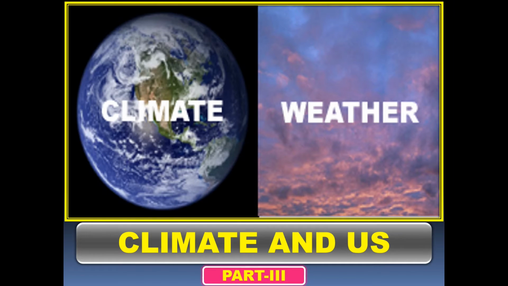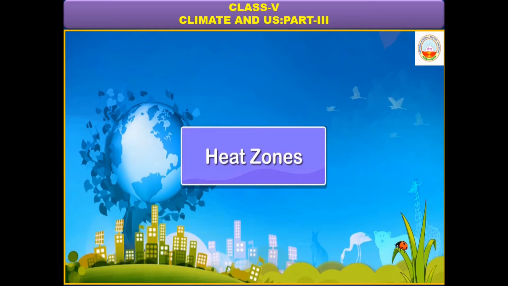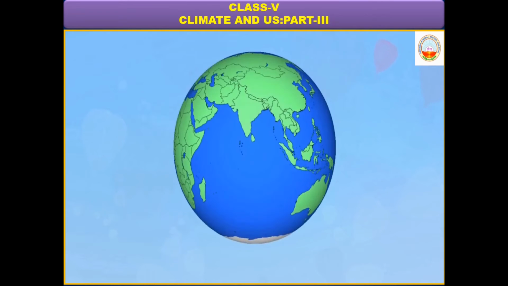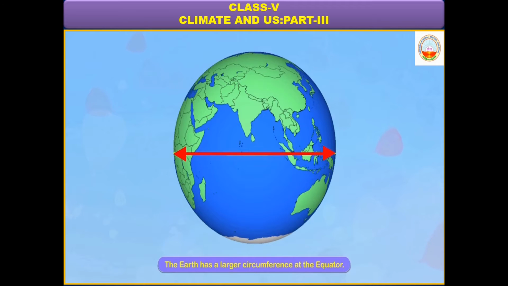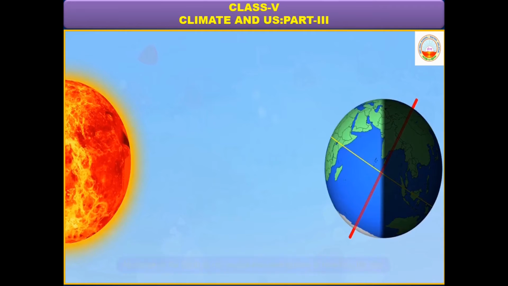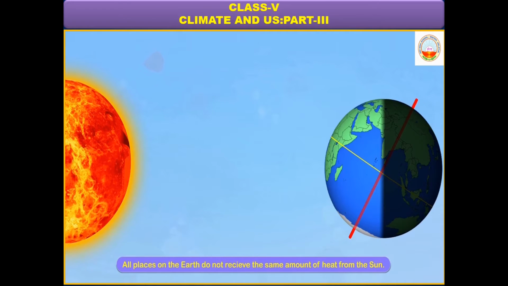Children, today we are going to learn the third part of Climate and Us. Now let us learn heat zones. Children, we know the Earth is a huge planet. It is spherical in shape but flattened at the poles and slightly bulging at the equator. So, the Earth has a larger circumference at the equator. Naturally, all places on the Earth do not receive the same amount of heat from the Sun.